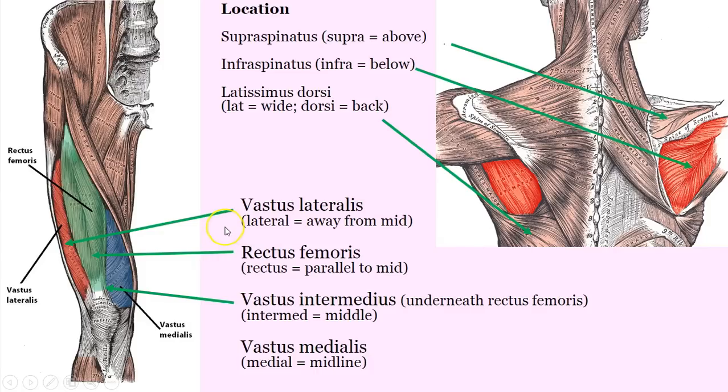These make sense too. If you think of the word vastus as being large, then we have the vastus lateralis, which is on the outside. We have the rectus femoris, and we know rectus means straight. And we have the vastus intermedius, which is underneath, we can't see it here. And the vastus medialis on the midline, which there should be a green arrow right to there. All right.